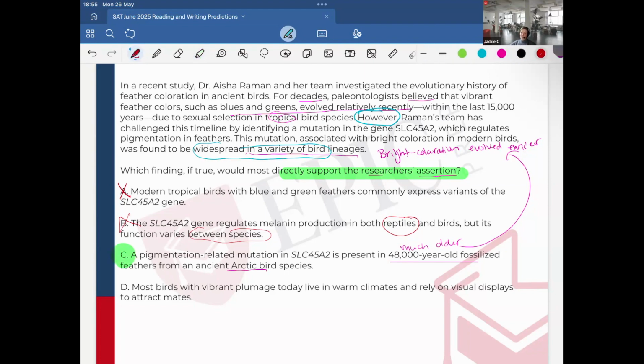Always double check everything. So option D, most birds with vibrant plumage today live in warm climates and rely on visual displays to attract mates. Okay, so it's talking about tropical and sexual selection. But again, it's just relating to the old theory, not this new insight. So similar to option A.